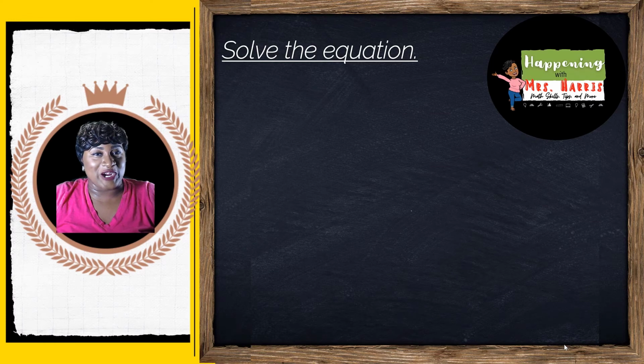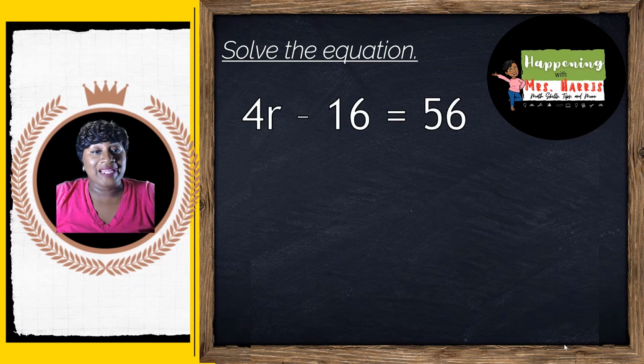Now it's your turn. Let's solve the equation. 4r minus 16 equals 56. Are you ready? Let's go.